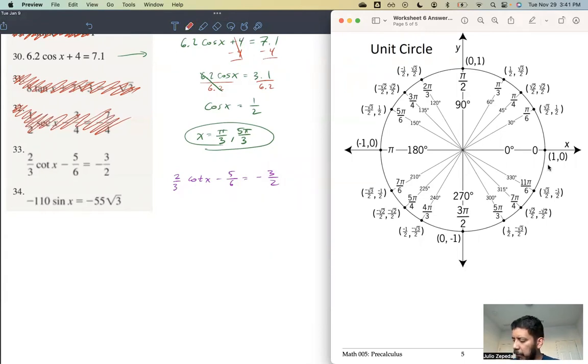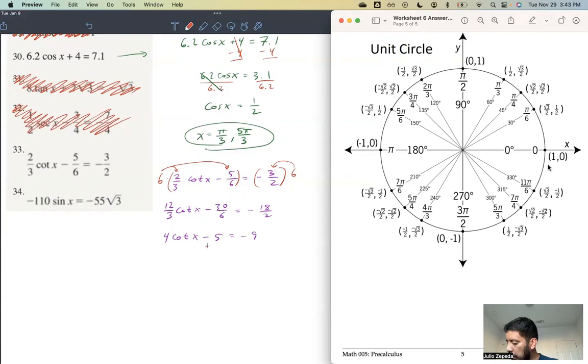The first thing that I would do on this problem is multiply by 6. If you're in my class, you know that I don't like dealing with fractions, so let's just multiply by the least common denominator right at the beginning. And so what do we get? We get 12/3 cotangent x minus 30 over 6 equals negative 18 over 2. If we chose the least common denominator correctly, then all of these should reduce down nicely to whole numbers, which we get.